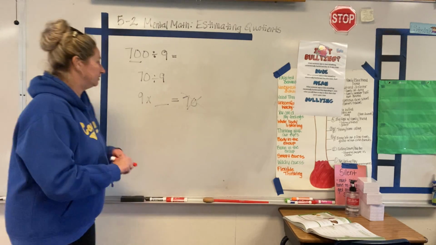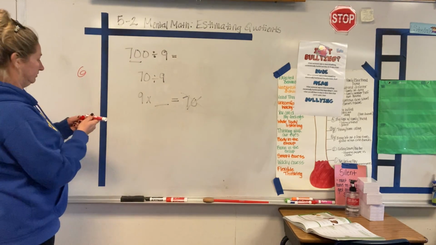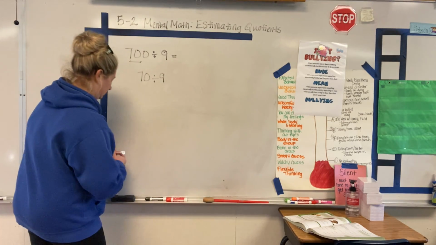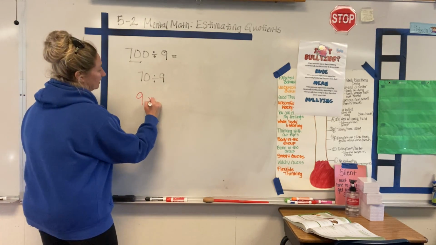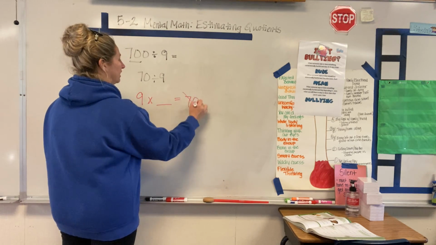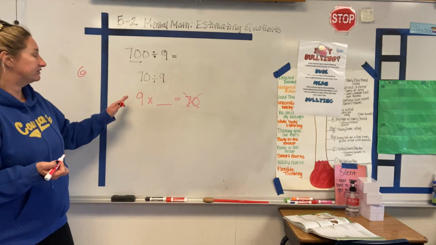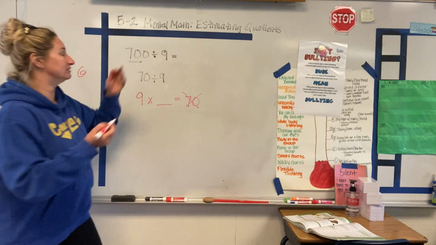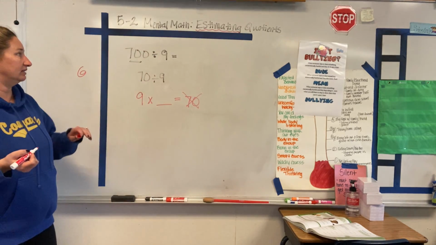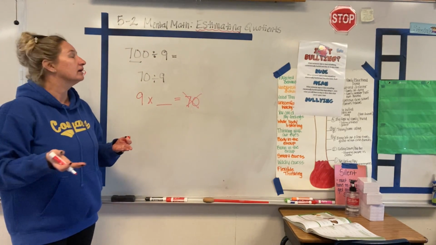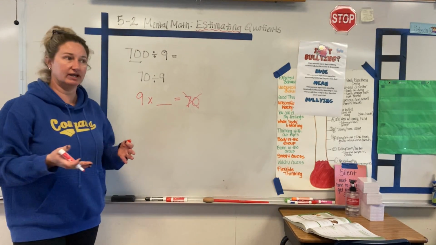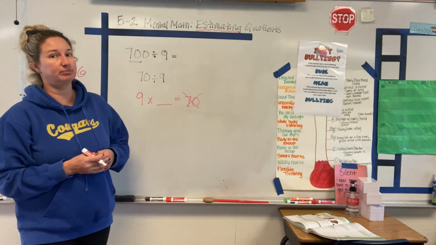Maybe this red pen would be better. Yeah, that's pretty bright. So 9 times blank does not equal 70. Because I'm estimating, I want to find something close to 70 that 9 does go into evenly, to come up with an estimated answer, just to see kind of what the answer should be about.